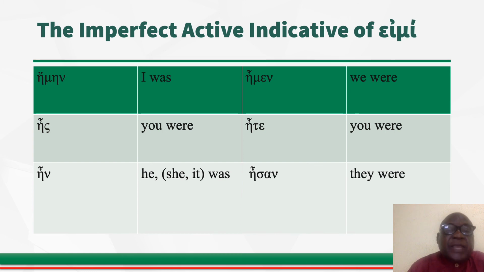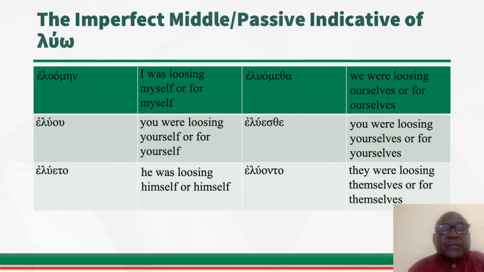Now, the imperfect active indicative of eimi. You remember eimi is our verb to be. Now we have en, I was; emen, we were; es, you were; ete, you were; en, he or she or it was; and esan, they were. Now, the imperfect middle of luo will read eluomen, eluou, elueto, eluometha, elueste, eluonto.